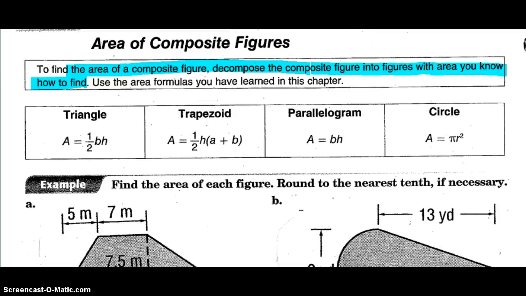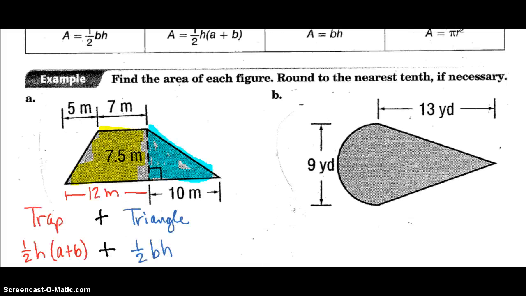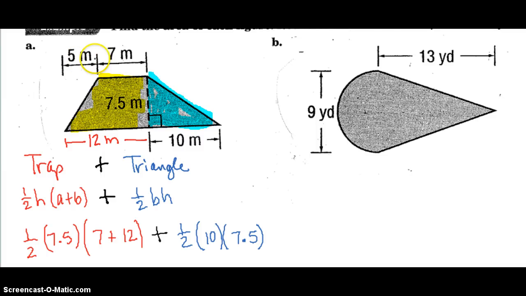So let's just do example A and B together before we are out of time. So in example A, I have a trapezoid and a triangle. I highlighted the trapezoid in yellow and the triangle in blue. So here's my plan. I'm going to add the trapezoid to the triangle to find the total area of my composite shape. So I wrote each formula, and then if you look at all the information you're given, the 5 and the 7 gives me the second base of 12. So it's the height, which they tell us here is 7.5, times our two bases, and then the triangle is base times height divided by 2.